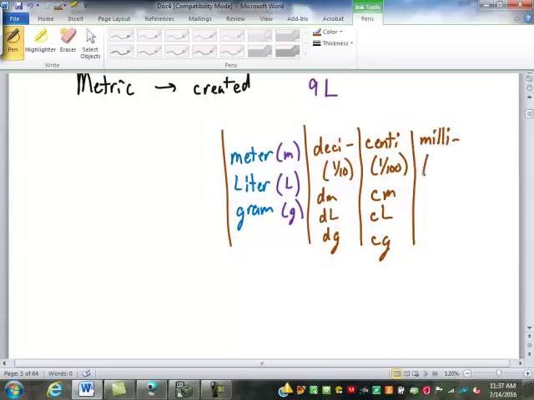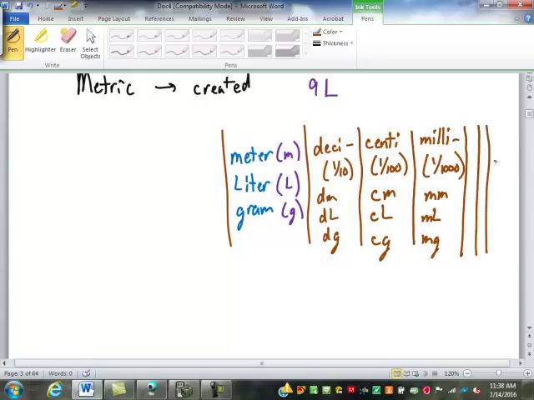Next was milli, which meant 1/1000th. So a millimeter was mm, a milliliter, ml, a milligram, mg. Now you can see these went by every 10: 10, 100, 1,000. After that, they didn't do 10,000 or 100,000. They skipped to one millionth. I wrote that kind of sloppy. One millionth was micro.